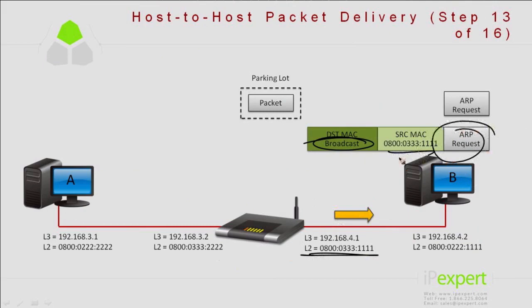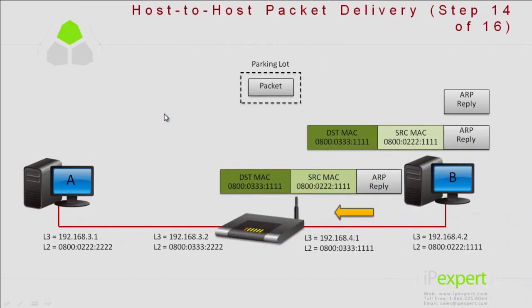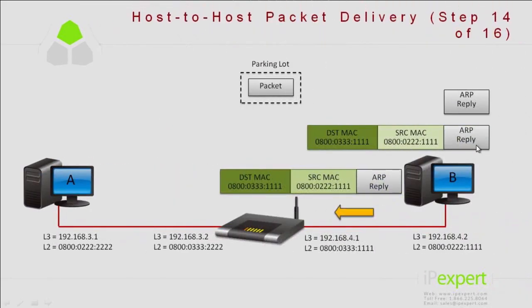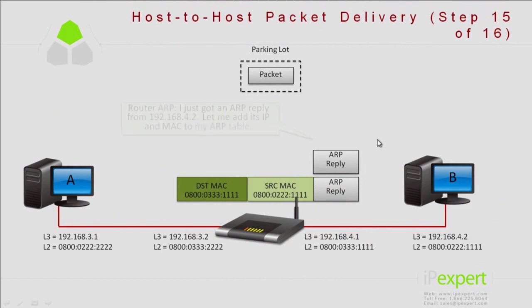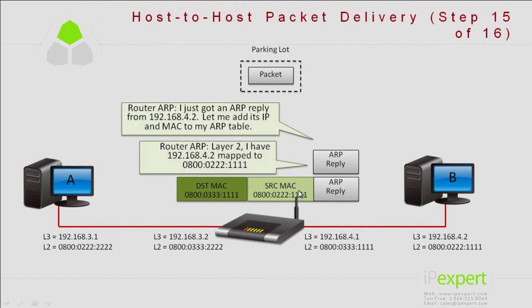Ultimately, the ARP request is going to arrive on host B. Once it arrives, host B says, okay, I can reply to this ARP request, and it sends the information back. Now notice we have the destination MAC address and the source MAC address that we're interested in. Now we can take the packets out of the parking lot and send them over to the host. We unpack it, and we now have all of the information that we need. We see that I just got a reply from 192.168.4.2.